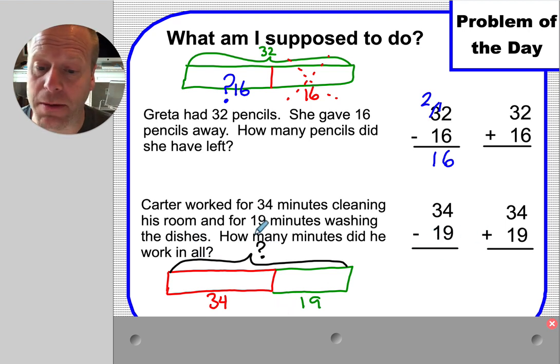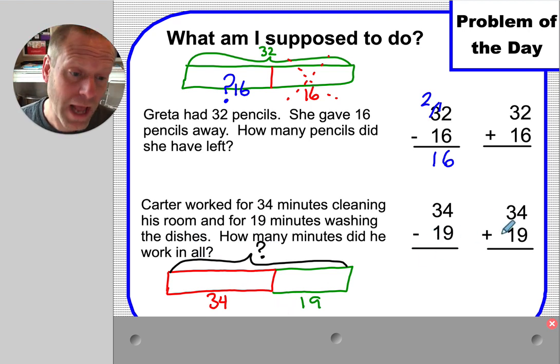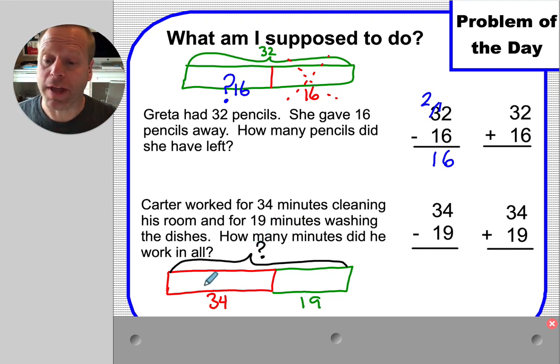We could subtract the numbers in the problem. We could add the numbers in the problem. It doesn't say add or subtract. I do know that he worked 34 minutes and then he worked more minutes on top of that. And now I'm looking for a really big number. I mean, a number so big that it's bigger than 34 and bigger than 19. Do you think subtracting the numbers is going to get me a very big answer? Or do you think adding the numbers, the parts together, is going to get me the whole thing?